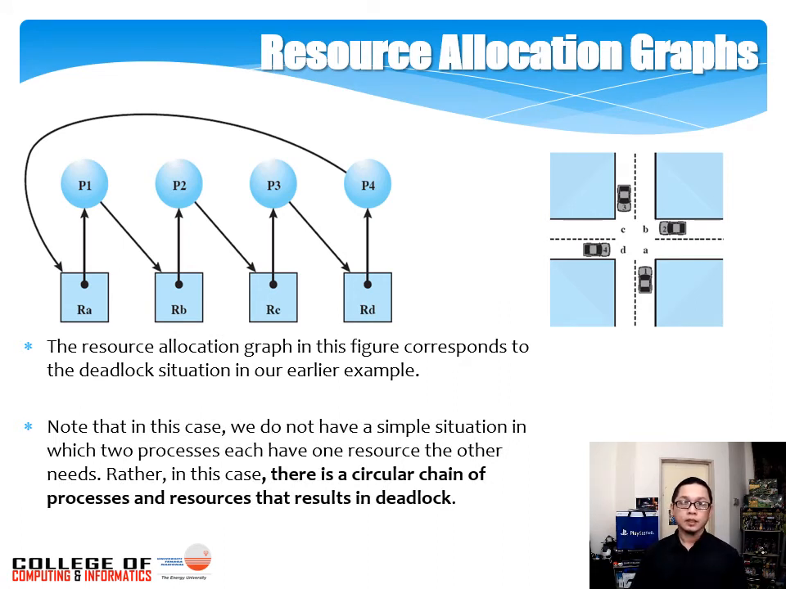So in this situation, we have a circle of requests between P1, P2, P3, and P4. Each of these contributes to the occurrence of a deadlock, because each of those processes is requesting resources that they cannot have because they are being held by another process.